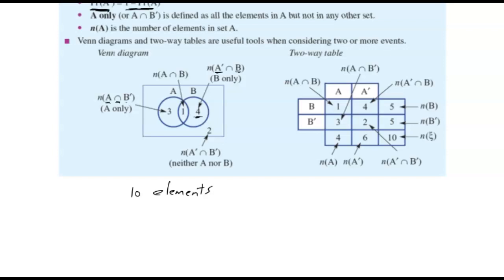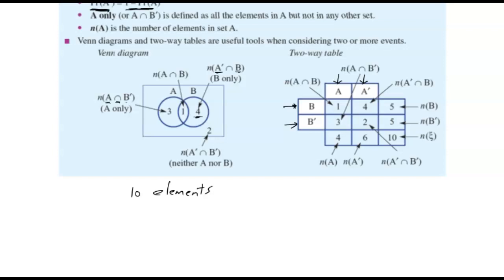Now the same information in the form of a two-way table. Two-way tables are represented in this format. We have 2 events, A and not A, and then B and not B. It doesn't matter which way they go. You can put A's on the vertical column and B's on the horizontal column, or vice versa.